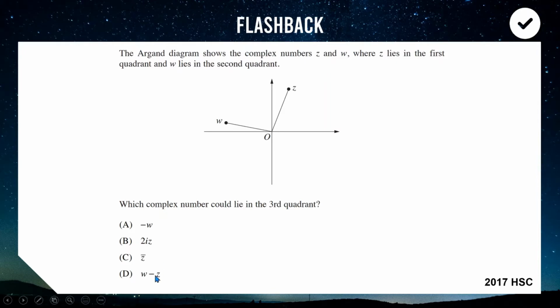What do we know about W minus Z? In last week's video, we saw that W minus Z is going to be represented by the vector from Z to W, which looks like this. Now, if we wanted to point to a complex number, we place that vector starting at the origin, like this. And now that point right there is going to be W minus Z, which is in the third quadrant. So it is option D. Well done if you selected that as your answer.